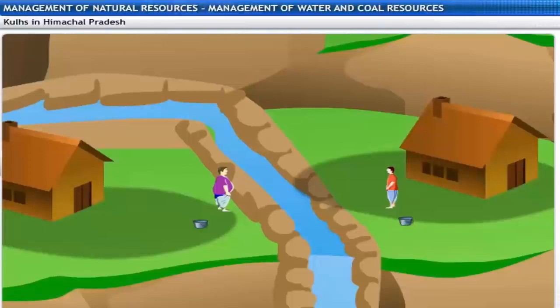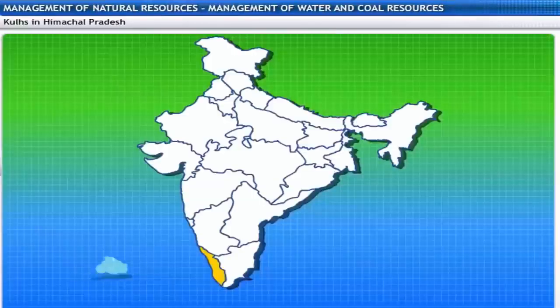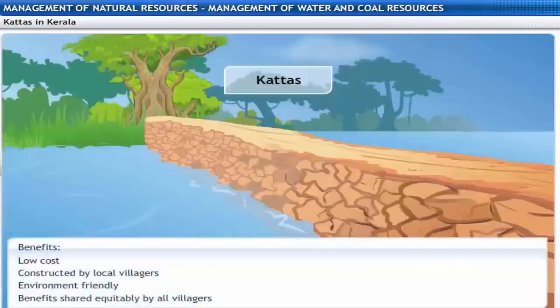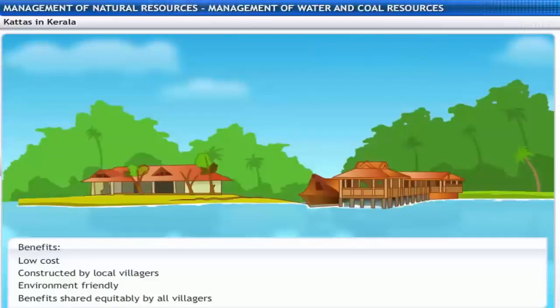Also, local people manage the kuls themselves and ensure fair and equitable distribution of the water. Our next stop is Kerala. Local farmers here use a system of kattas or low-cost small check dams that are constructed across small rivulets to store water. These are typically made of stones and mud and are dismantled before the monsoons arrive to prevent flooding. Also, since they are built communally, the water is shared equally by all.